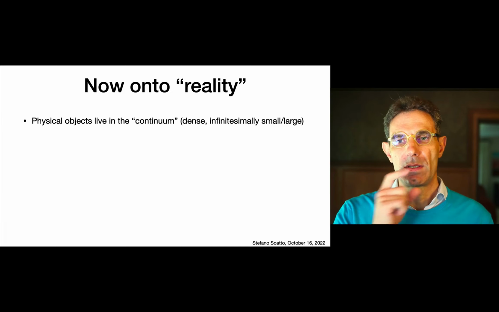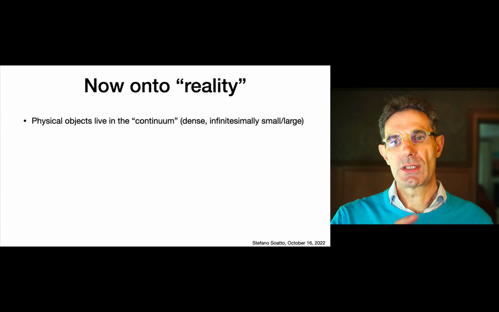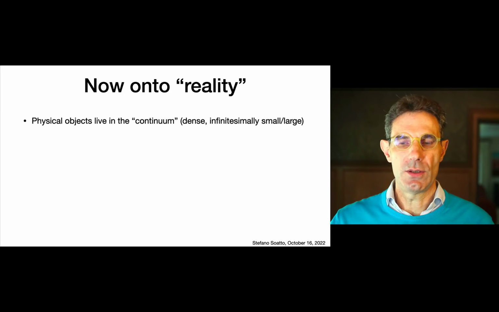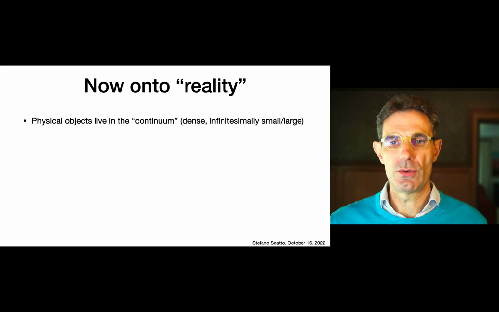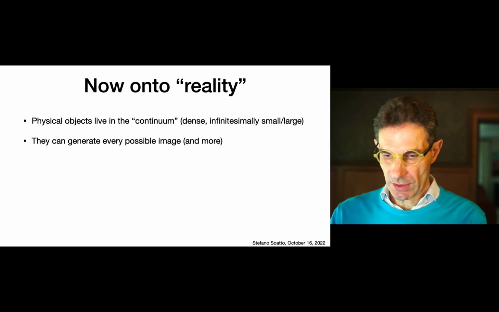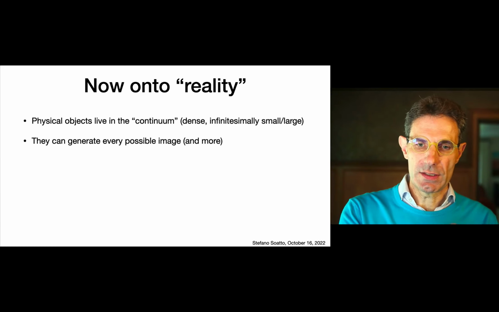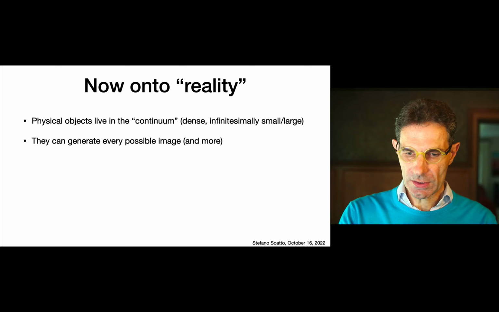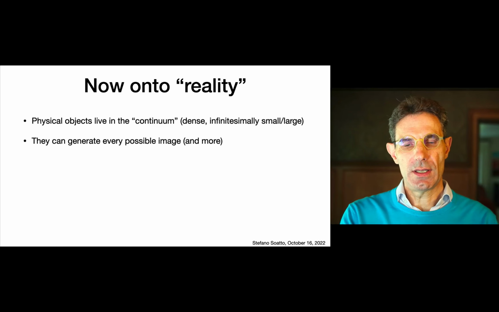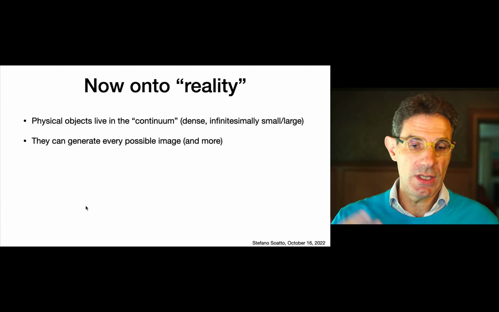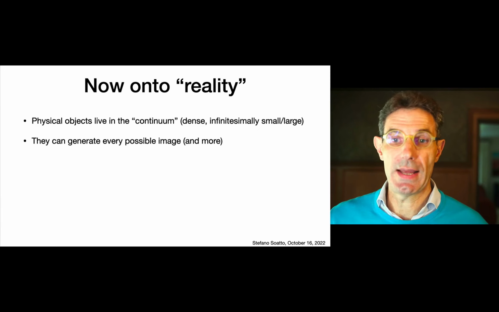So the first point to notice here is that physical objects live in the continuum. Whether the world is infinite, whether it's continuous or discrete, physicists haven't told us yet. But I can certainly move in the continuum, and even if I sample images on discrete time intervals, those intervals can land on a dense trajectory. And so I can generate every possible image, even with just one particular scene, and more.